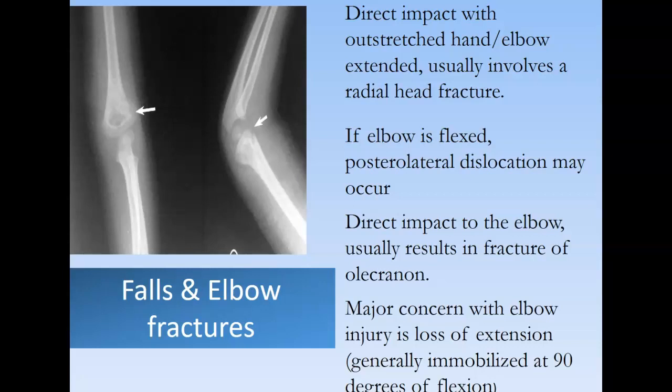With the elbow, direct impact with the outstretched extended elbow usually involves the radial head fracture. If the elbow is flexed, bent, you usually get some kind of dislocation. Direct impact to the elbow usually results in fracture of the olecranon, that right in the middle of that bone that sticks out. Major concern with the elbow injury is loss of extension. It gets contracted, gets stiff very, very fast.